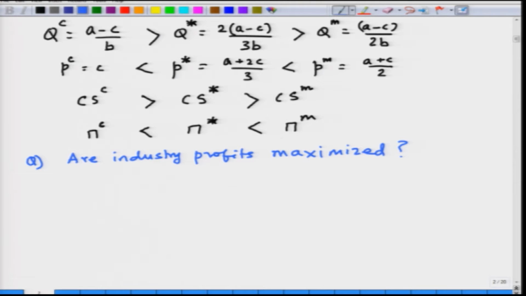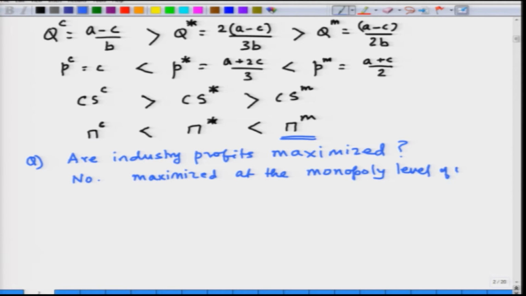Well, the monopolist exercises market power, compares his marginal revenue with the marginal cost, chooses to produce an output which is (A minus C) by 2B, and charges a price which is (A plus C) by 2. So, are industry profits maximized in the Cournot model? No, the industry profits are maximized at the monopoly level of output.